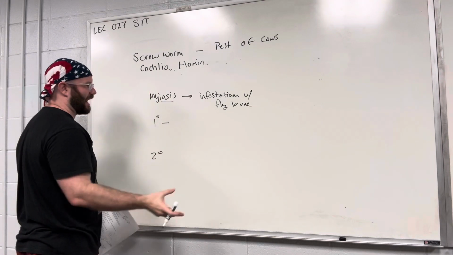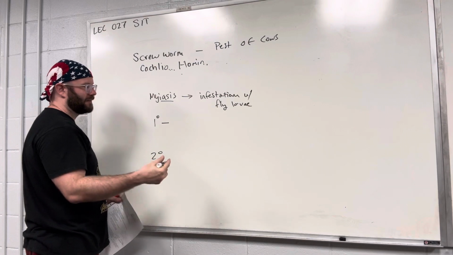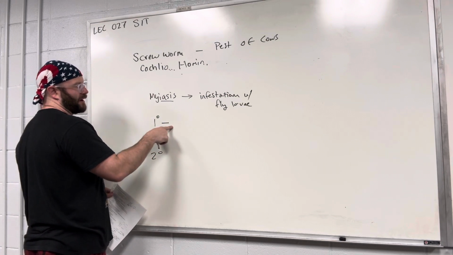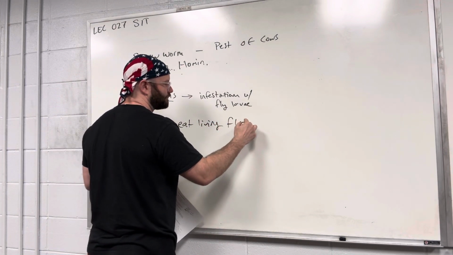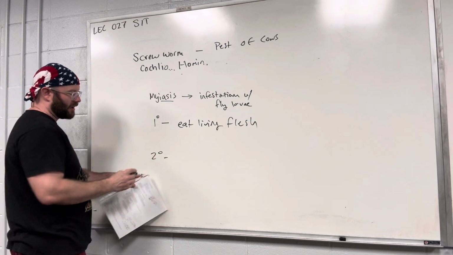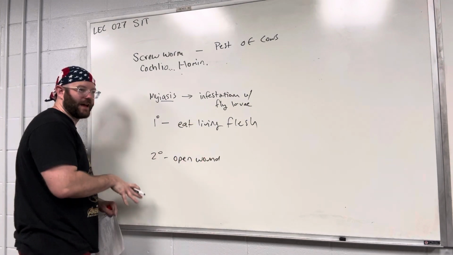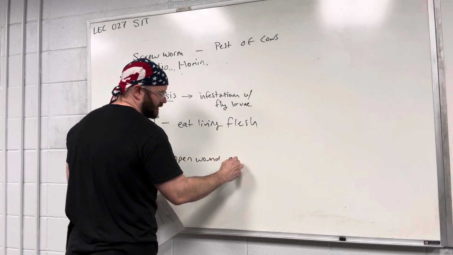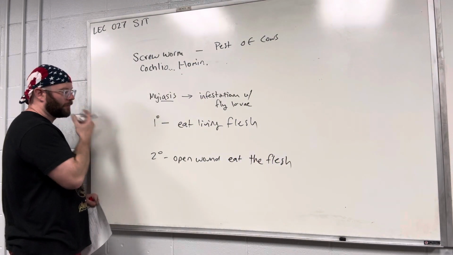So screwworm is a pest of cows, and in primary myiasis, the fly can land on a cow that's healthy, that has no wounds, and they can just immediately start eating the flesh. So primary myiasis dipterans or flies can eat living flesh. Okay, so they will literally eat the cow alive. In secondary myiasis, it's usually required that there is an open wound already there, and that will attract flies that will lay eggs in the open wound, and then they will eat the flesh at the wound site. Okay, but which of these is worse?